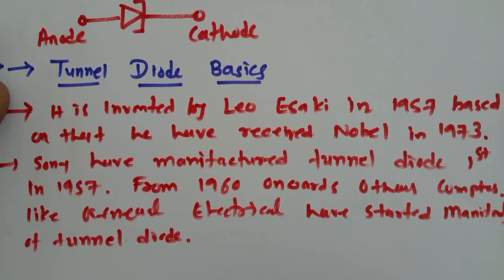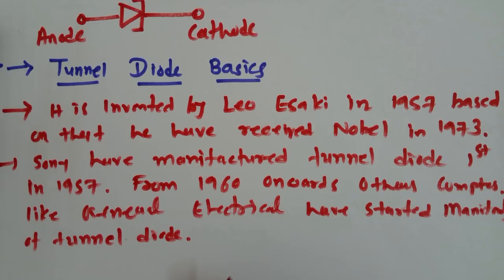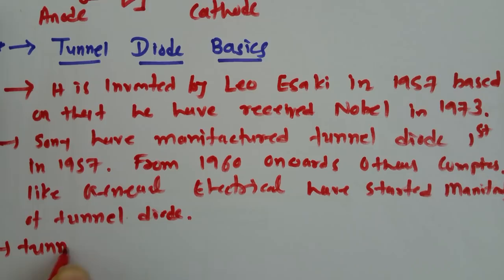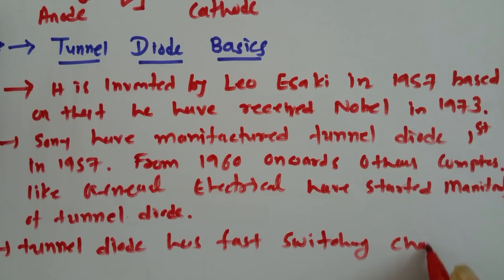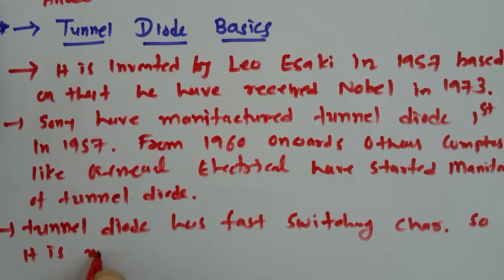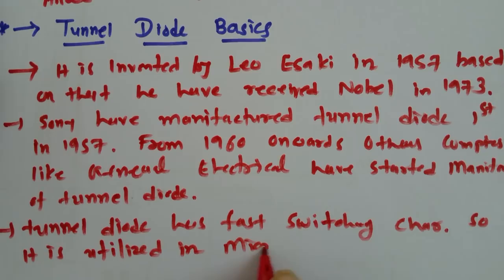If we talk about the basic operation of tunnel diode, then that has been used for fast switching. So we can use tunnel diode in microwave applications. So tunnel diode has fast switching characteristic, so it is utilized in microwave applications.